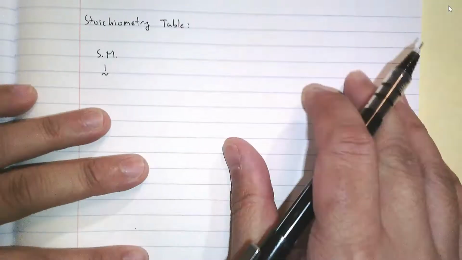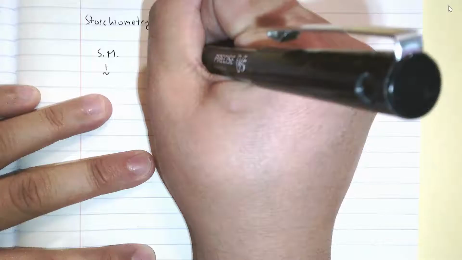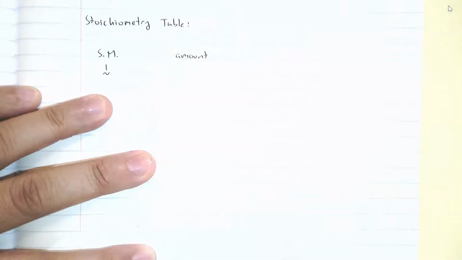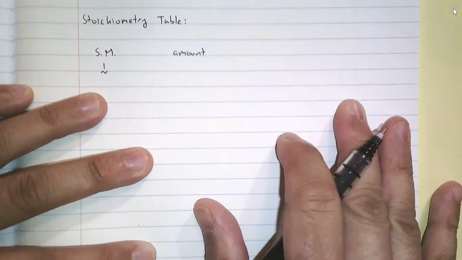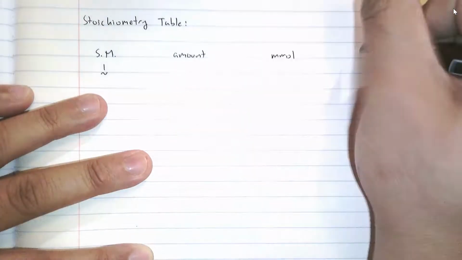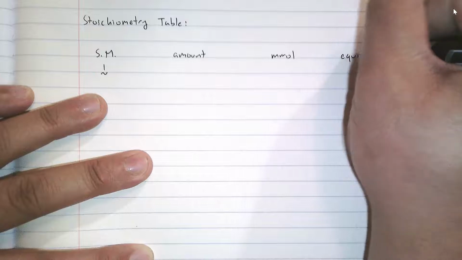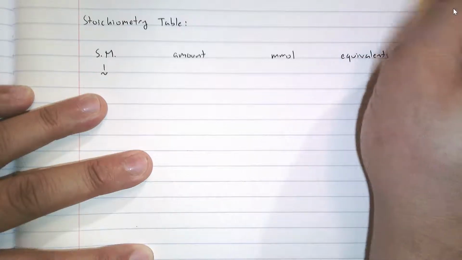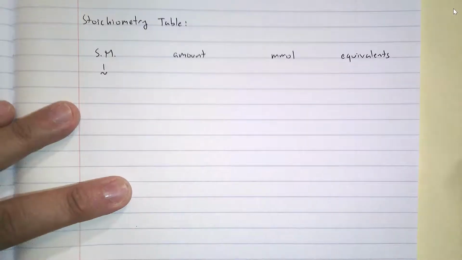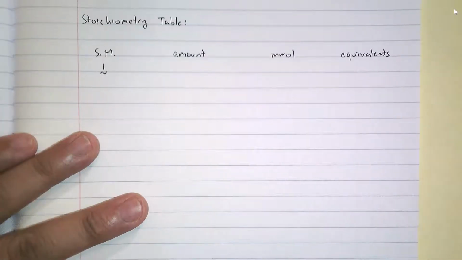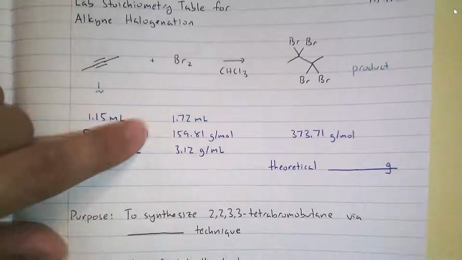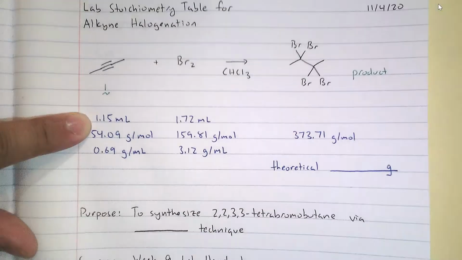The next thing is amount. I'll put amount. Next column is millimole. And the last column is called equivalence. And this is the one that causes some problems at first. The amount is literally the amount you used. We used 1.15 milliliters.